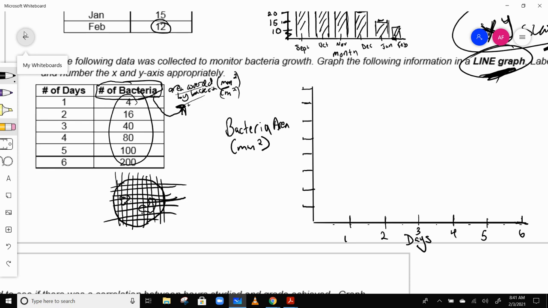This one's a really tough one. Let's do 20. Maybe that even will work. 20, 40, 60, 80, 100, 120, 140, and then let's do a broken scale up here to 200.